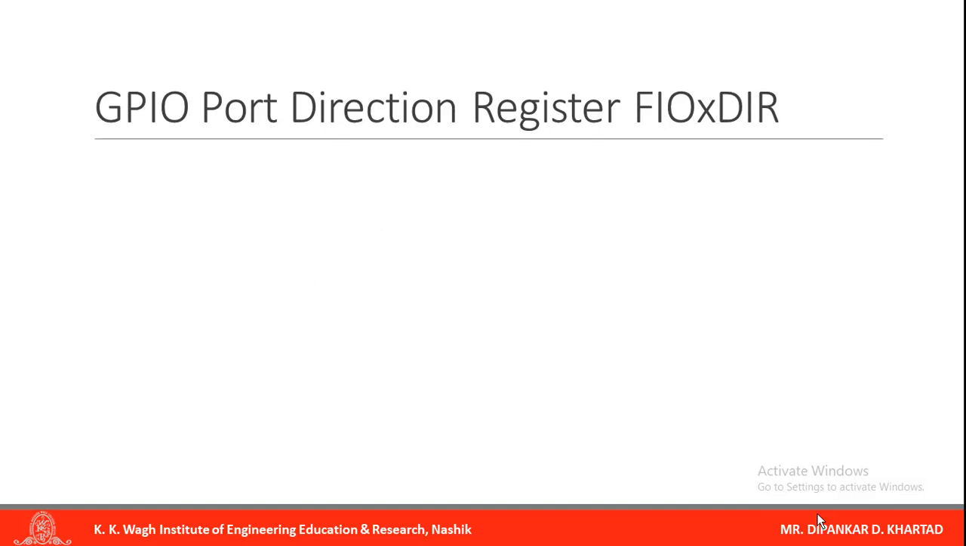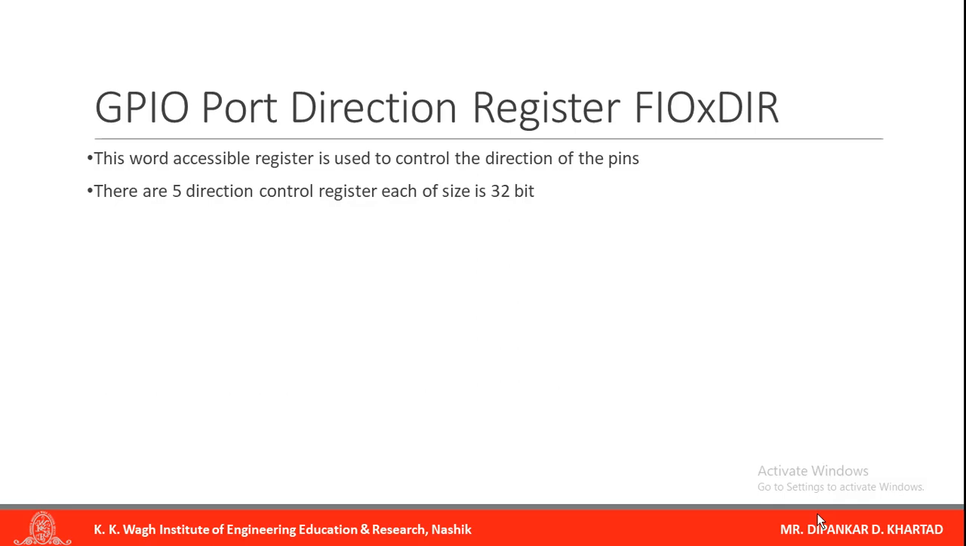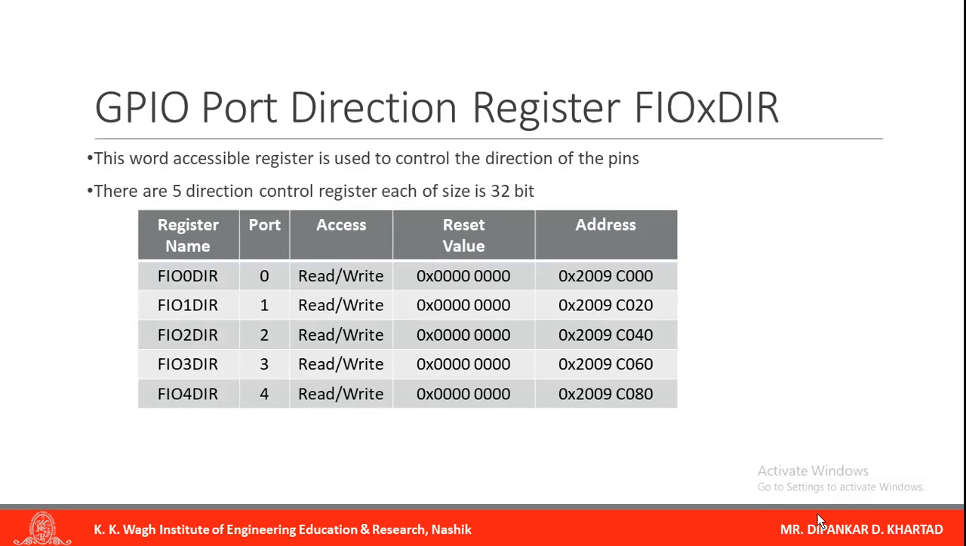Let's have a look at the direction control register. This word accessible register is used to control the directions of the pins, whether it should be input or output. There are 5 direction control registers, each of size 32 bit. Why 5 direction control registers? Because there are 5 ports. FIO0DIR is for port 0, FIO1DIR is for port 1. Likewise, all the 5 registers have read write access, and the reset value is 00000000, and these are the addresses of these registers.